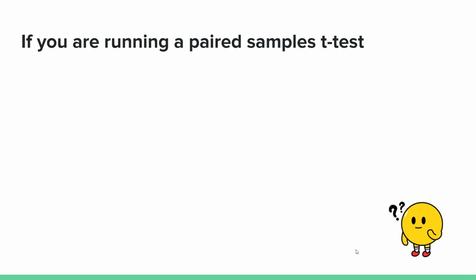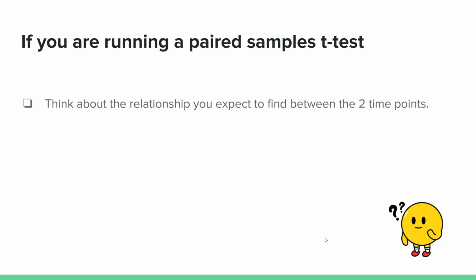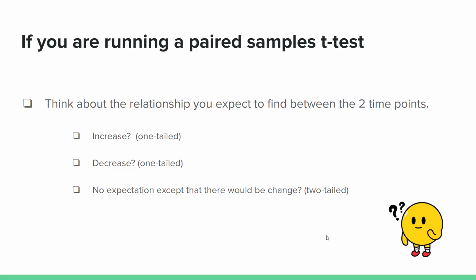Now, if you're running a paired samples t-test, then you want to think about the relationship you expect to find between the two time points for your dependent variable. Should your dependent variable have increased between pretest and post-test? Or maybe decreased between pretest and post-test? Or maybe, based on the literature you've read, you don't have an expectation of which direction it would go, except for that you suspect that there will be change between those two time points, in which case this would be a two-tailed test. Whereas if you have a hypothesized direction of the difference, then make sure to use the one-tailed test. So this is where you put the alternative statement at the end of your code.